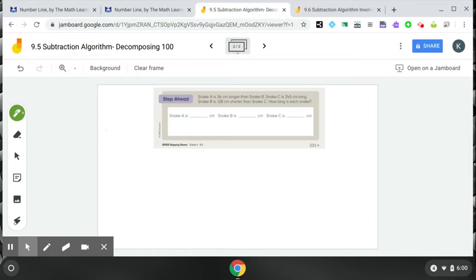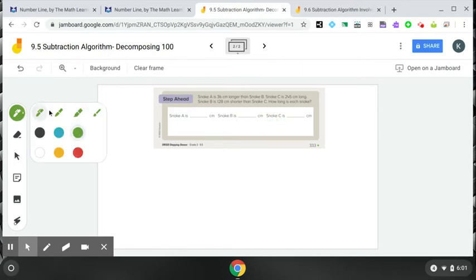Let's read the problem. Ooh, it's about snakes. Yuck. I don't like snakes. Here we go. Snake A is 36 centimeters longer than snake B. Snake C is 245 centimeters long. And snake B is 128 centimeters shorter than snake C. How long is each snake? So you can see we have snake A is this long, snake B, and snake C.